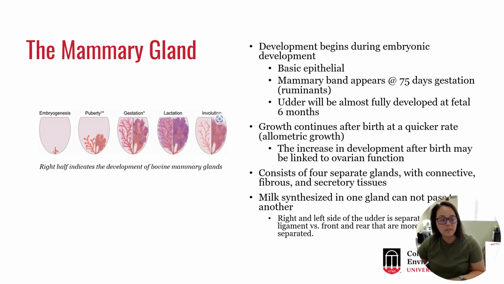So in this picture on the left-hand side, you'll see each figure of embryogenesis, puberty, gestation, lactation, and involution. And on the right half of each of those little pictures is how the mammary gland continues to develop through each of those stages.